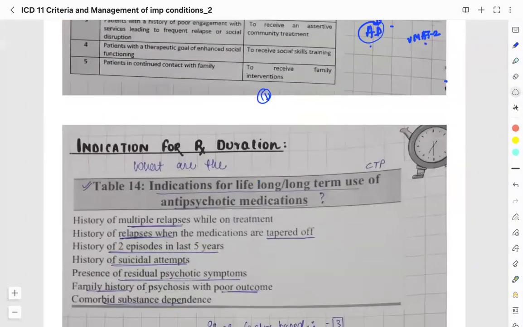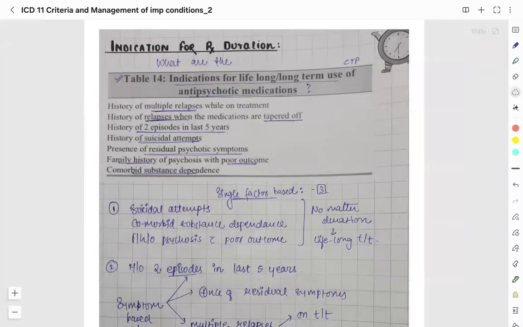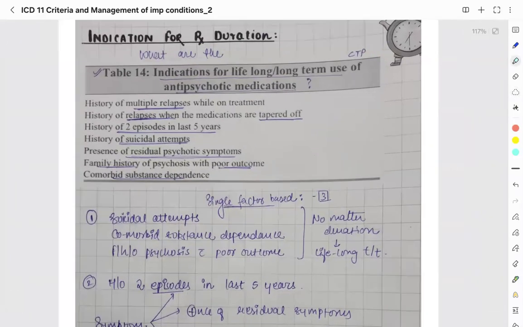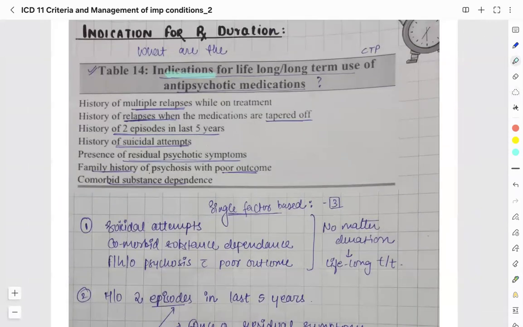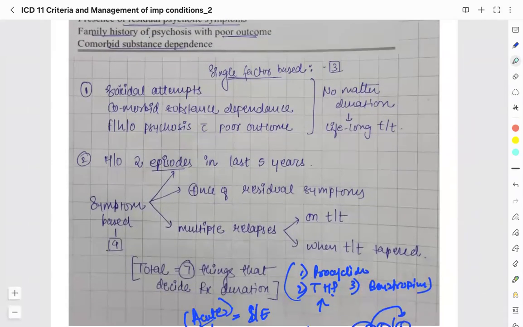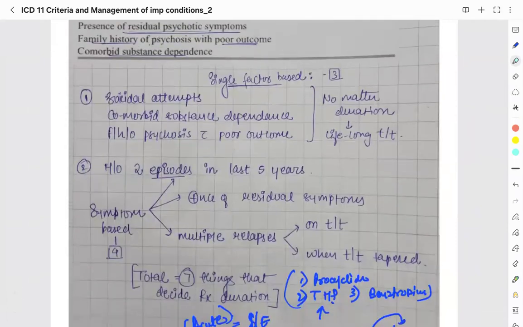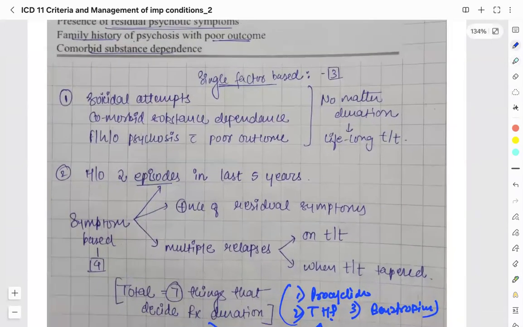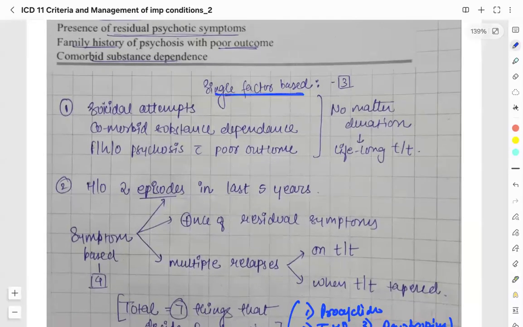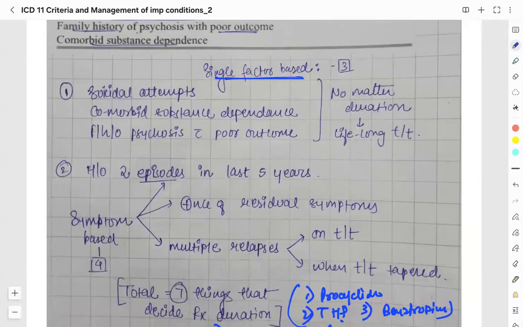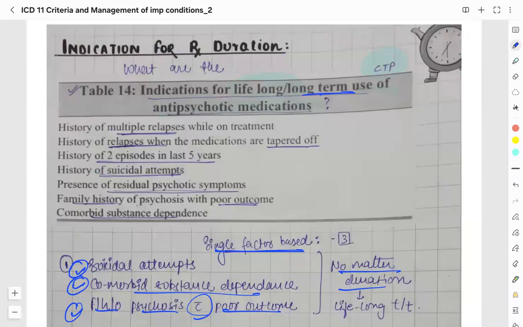All right, wonderful. So this is the last section for schizophrenia: indications for treatment duration. What are the indications for lifelong treatment with antipsychotic medications? This is from the Conceptual Textbook of Psychiatry, CTP, and they have written some of the factors for the lifetime treatment of schizophrenia. Single factor based: if they have had a suicidal attempt, comorbid substance dependence, or family history of psychosis with poor outcome, then no matter what, the treatment is usually long term or lifelong.